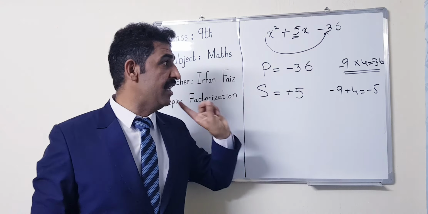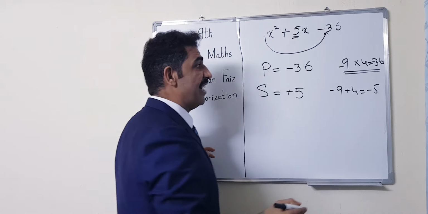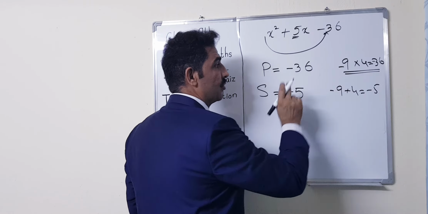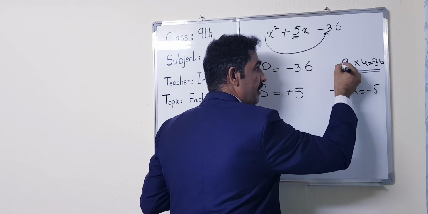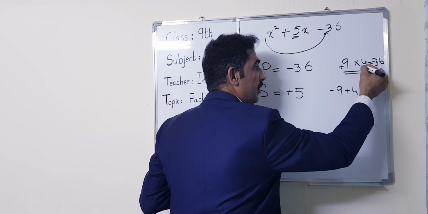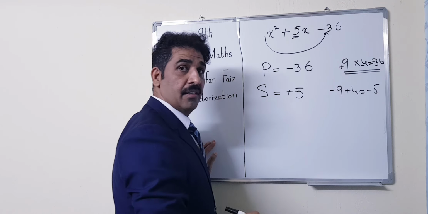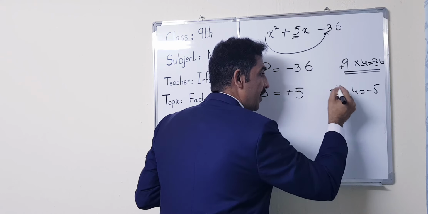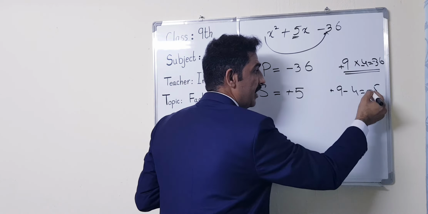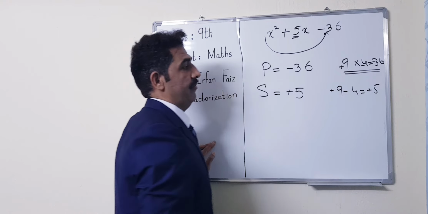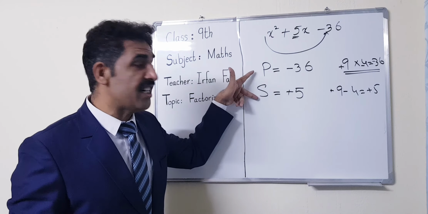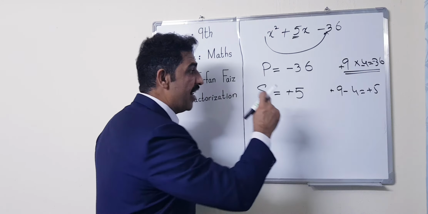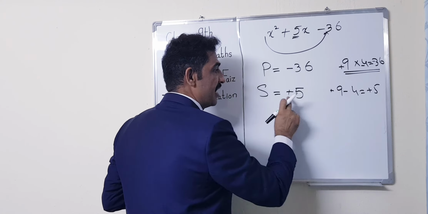So you have to arrange the pair, negative and positive, in such a way that when you subtract, you get the answer positive 5. So you have to make this 9 positive and 4 negative. The product is again negative, but when you take plus 9 and minus 4, we get the answer plus 5. Now both conditions are satisfied. When we multiply, the answer is minus 36, and when we subtract, we get plus 5.